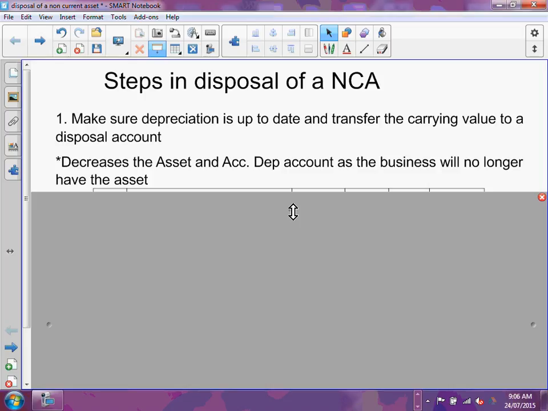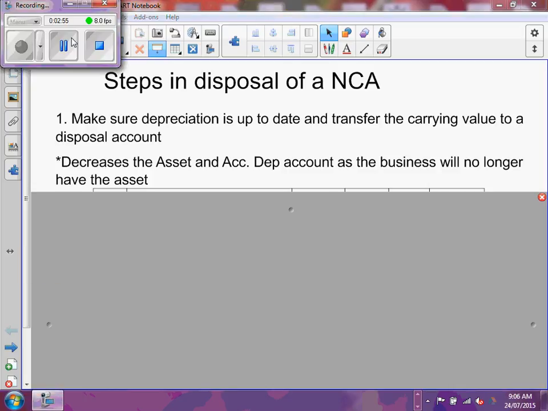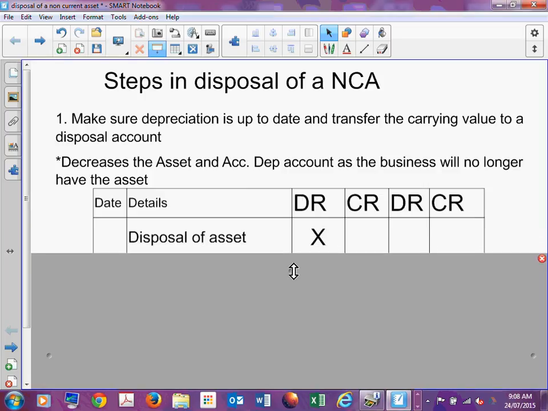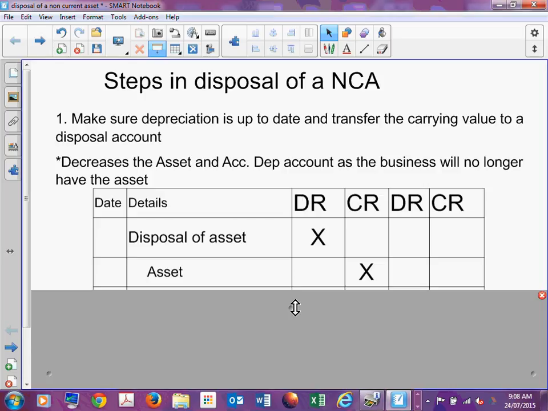Once you've written that, draw yourselves up a general journal, please. So disposal entries, like every other entry we do, the entries are always the same. So first of all, we would debit the disposal account and credit the asset account. They're your first entries. Why would we credit the asset account? We are decreasing the asset value because we no longer have the asset. We debit the disposal account because we're going to summarise the carrying value in there. So that's the first entry.